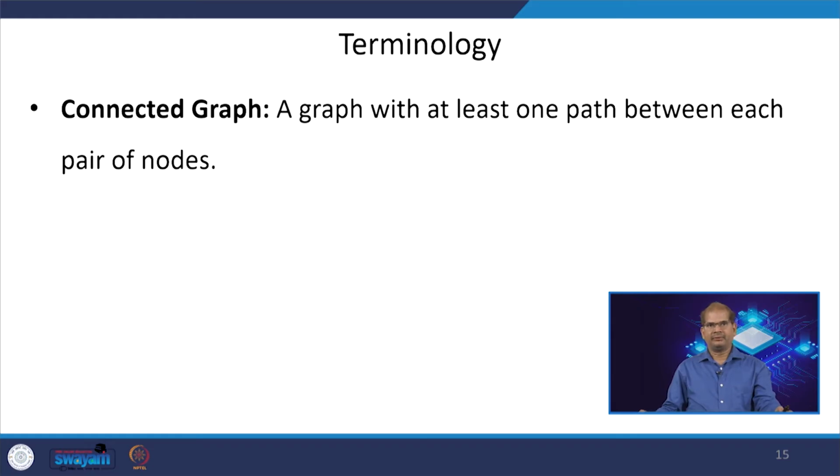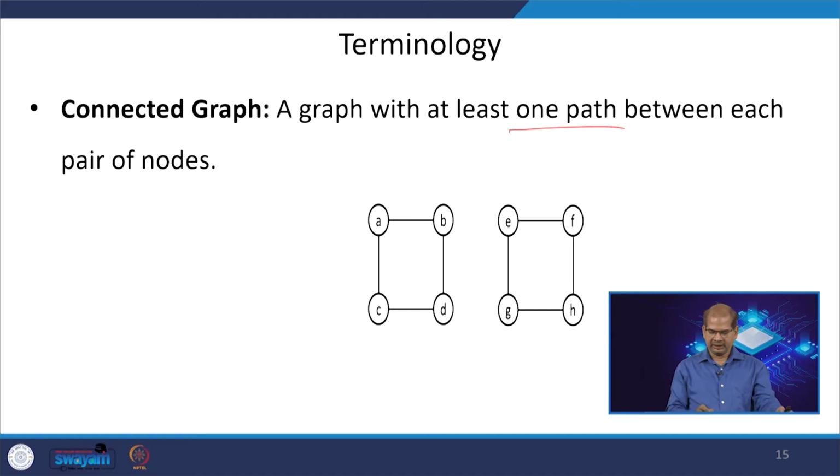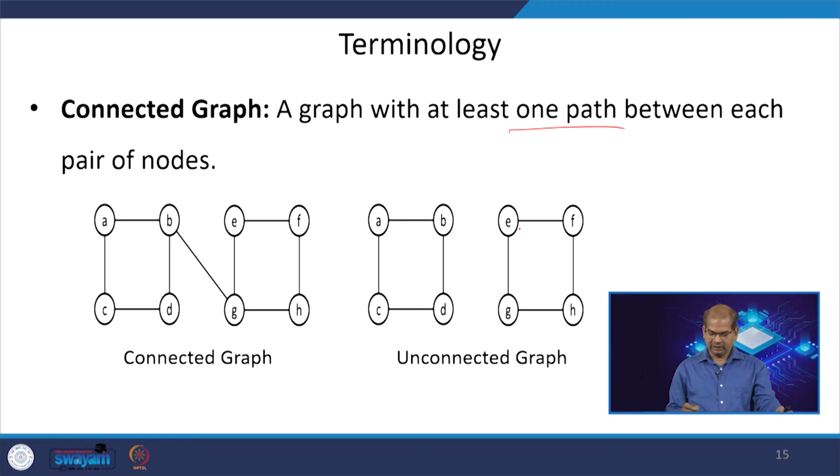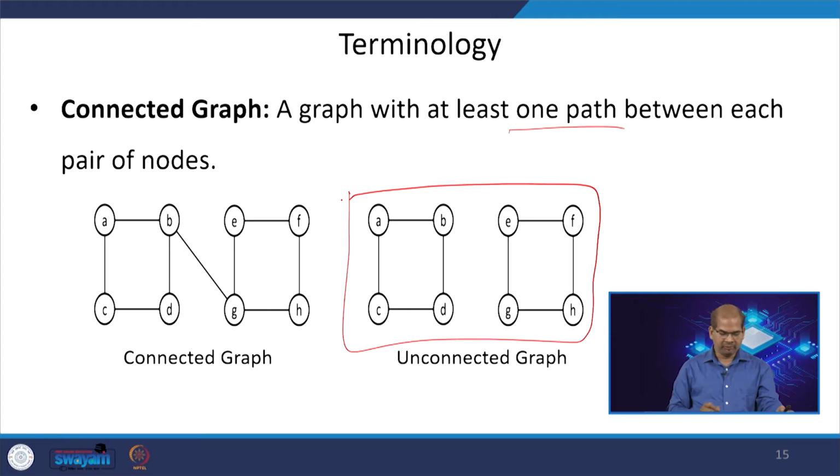Now, we have a connected graph. A connected graph means there is at least one path between each pair of nodes. Let us take an example here. There is no path between B and E, so this is an unconnected graph. However, the left hand side graph is a connected graph, because every node has at least one path to other nodes in the graph.